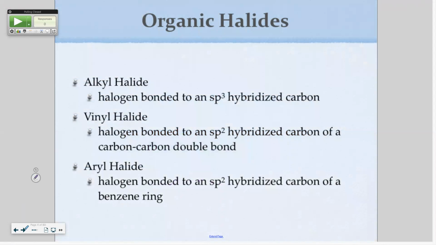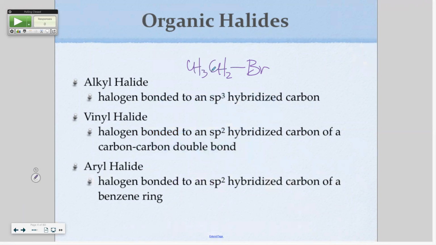Okay, organic halides, there are several types of them. The main type is an alkyl halide, where you have a halogen bonded to an sp3 hybridized carbon. A good example of that will be, okay, that's just a regular alkyl halide. So you could have a methyl, an ethyl, a propyl, a butyl, etc. You can have chains on them too and branches. Notice that this carbon right here is sp3 hybridized.